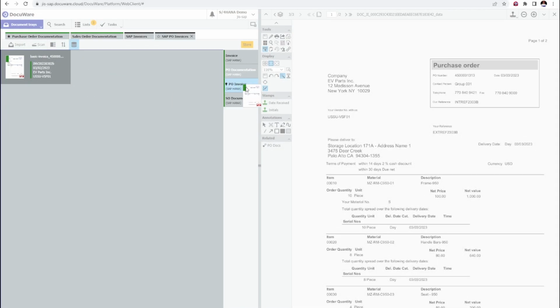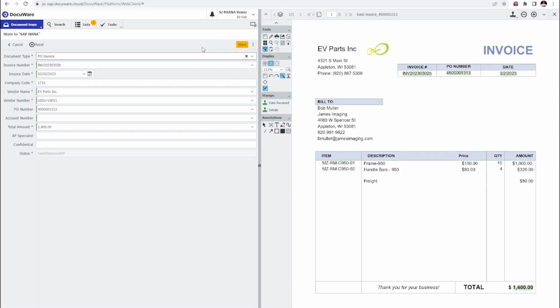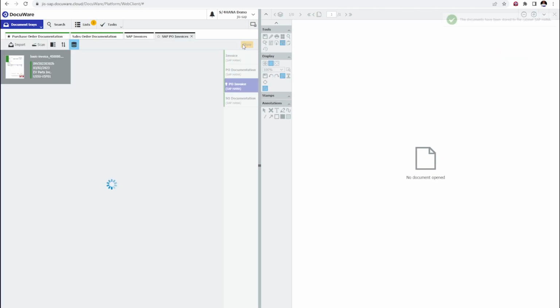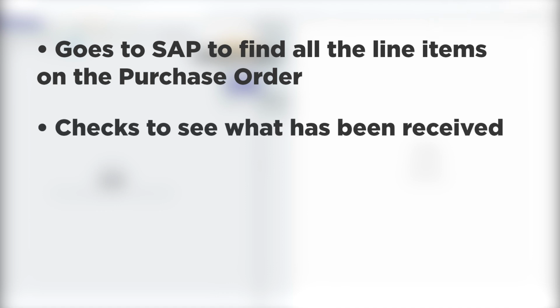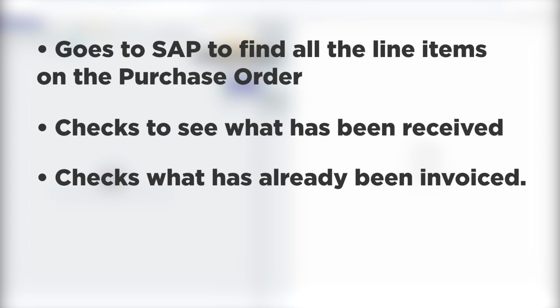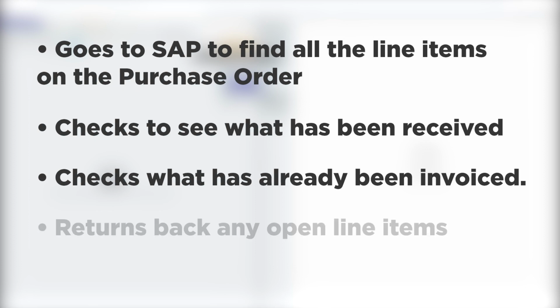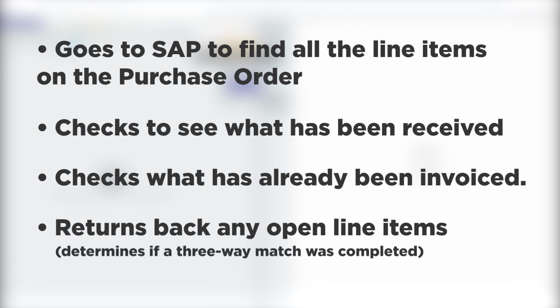Lastly, we need to process the invoice for the purchase order. When we store the invoice, the Connect to SAP module will do 4 things. It will go to SAP to find the line items on the purchase order, check to see what has been received, check to see what has already been invoiced, return back any open line items, and determine if a 3-way match was completed.